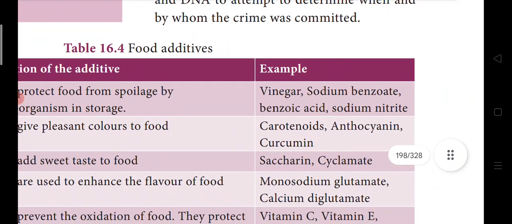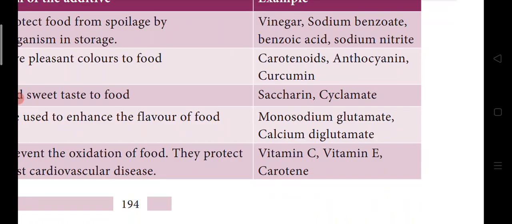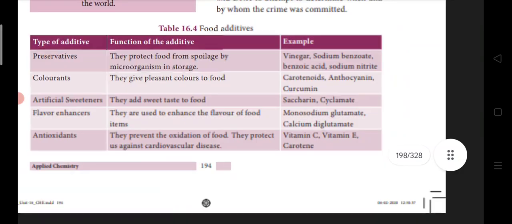So what are the preservatives we use? Vinegar, sodium benzoate, sodium nitrate are the preservatives. Colorants: carotenoids are present in carrots. Anthocyanin, and curcumin is present in turmeric. And saccharin, cyclamate are the sweetening agents. Monosodium glutamate and calcium diglutamate are flavor enhancers, which are chemical substances. Vitamin C, vitamin E and vitamin D will control the oxidation of food. So these are the food additives, okay?